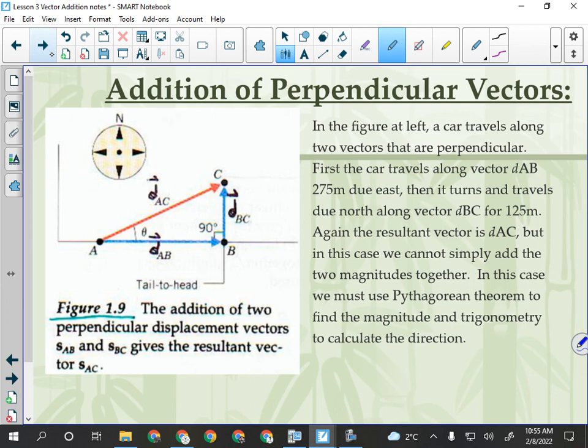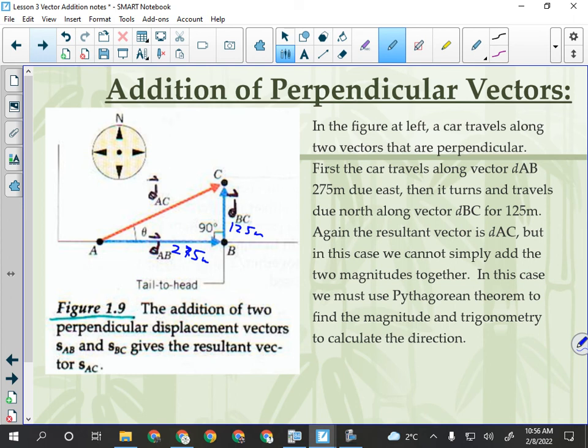What happens if they're perpendicular? So now this car goes 275 meters due east, and then it goes 125 meters north. So I still draw them tail to head, because we said it doesn't matter what kind of vector quantity it is, we draw them tail to head, but now they don't point in the same direction.